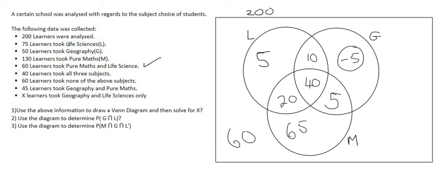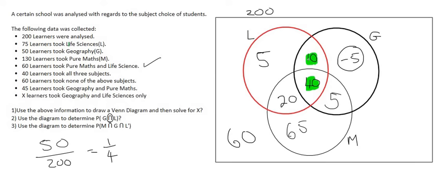So now that we've solved for X, number 2 says, use the diagram to determine the probability of G and L. Now, what does that little symbol mean over there? So where are the people who do geography and life sciences? So what we do is we intersect the circle of geography and life sciences. And there we can see the overlap part is that 10 and 40. And so the people who do geography and life sciences, there are 50 of them, out of a total of 200 people. And if you simplify that, you'd get 1 out of 4.